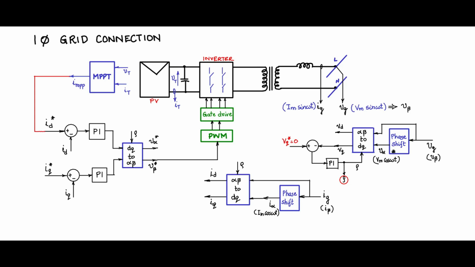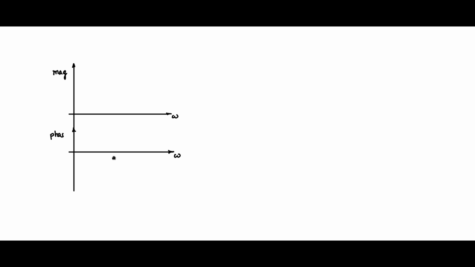Now what about these two phase shift blocks? How will you make the phase shift? I will just tell that right now. Let us now see how we obtain the 90-degree phase shift. So consider this graph where the x-axis is omega, frequency, not time. Now this graph has magnitude as the y-axis, and this graph has phase as the y-axis.